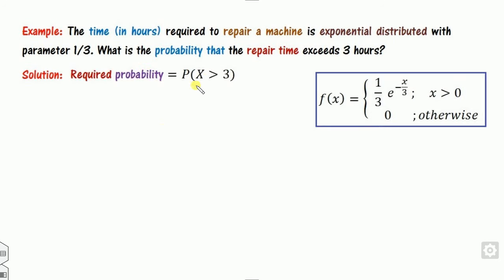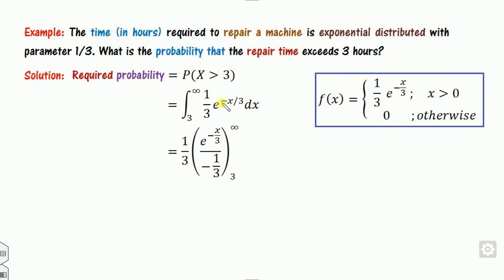So the required probability is P(x greater than 3). Again we will use the PDF or the CDF. If you use the PDF, then it is the integral from 3 to infinity of this. So after calculation, this will be my -1. If you substitute infinity, it is a 0, and this is -1.